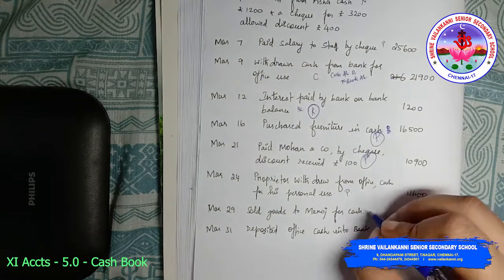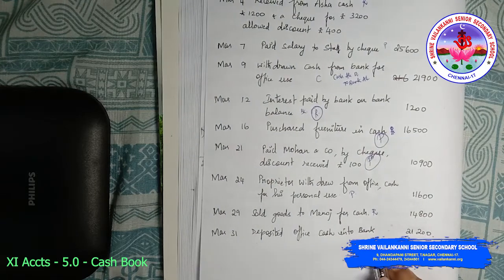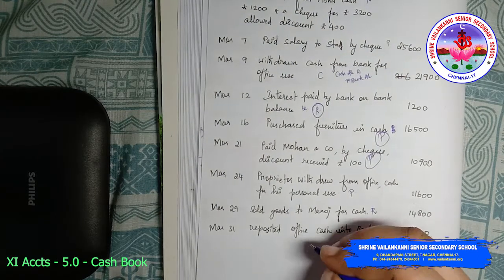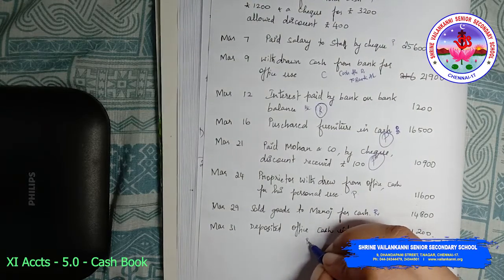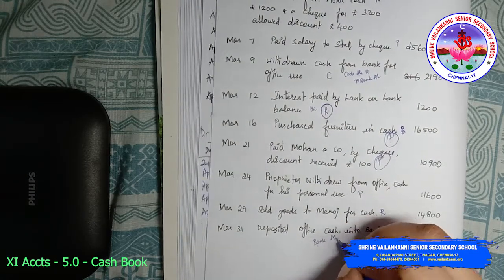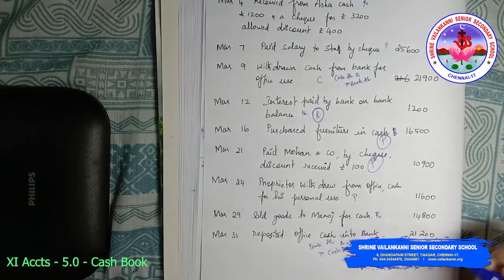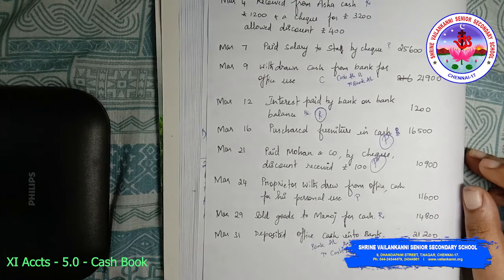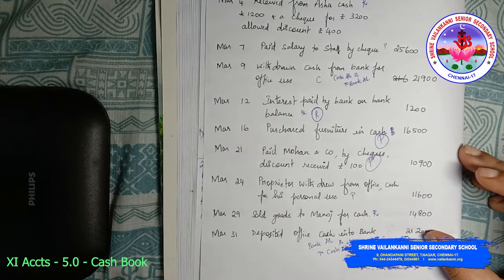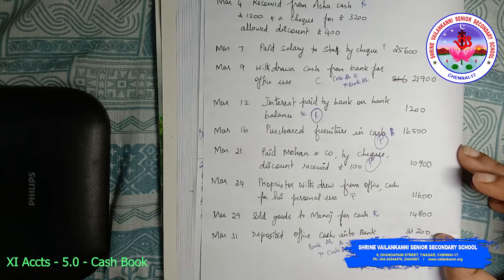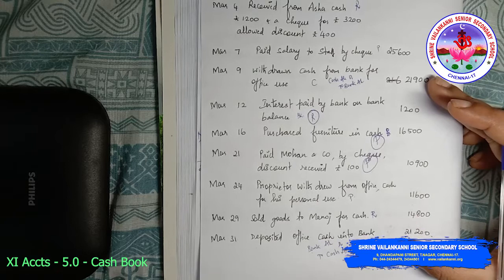So it's a receipt. Deposit office cash into bank. Cash is going out of the concern, bank account debit to cash account. It's a contra entry here, 21,200. So there are two contra entries here.